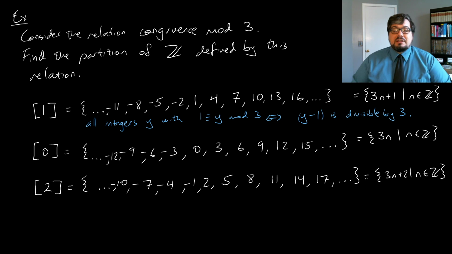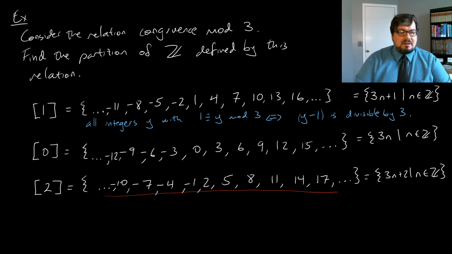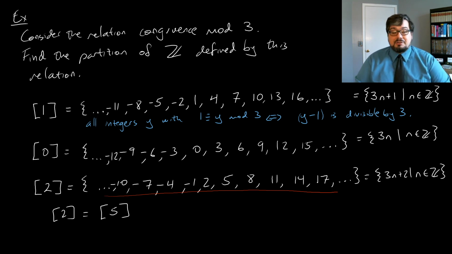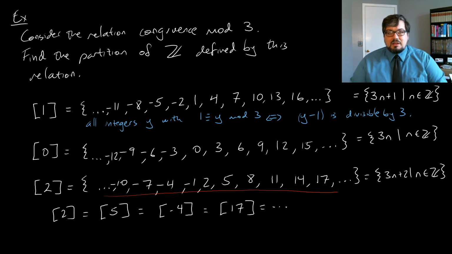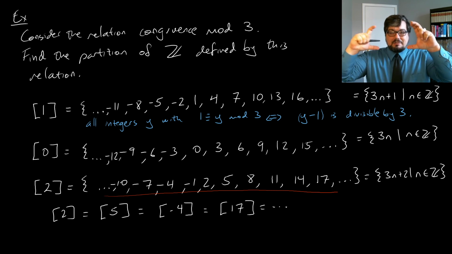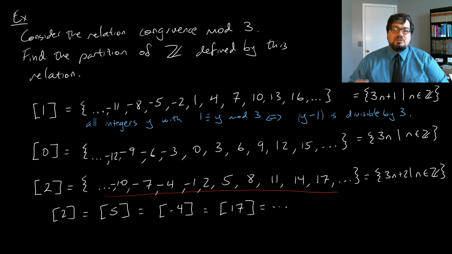The other thing I want to point out here is that these sets have lots of different descriptions, lots of different representatives. Any one of the numbers in one of these sets is a representative of it. So, for instance, the equivalence class of 2 is the same as the equivalence class of 5 under this relation, which is the same as the equivalence class of -4, which is the same as the equivalence class of 17, etc. So these equivalence classes do not have a unique description in terms of a bracket around a representative. But the sets themselves are uniquely determined by the relation that we are working with.